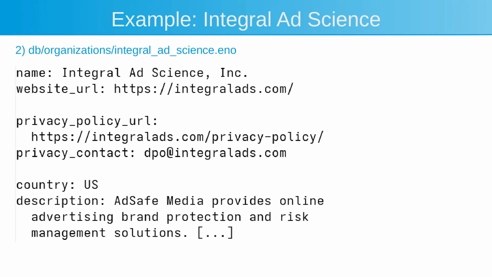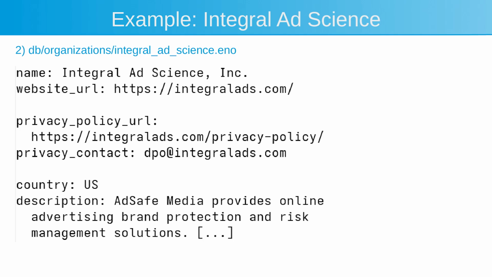The second is, here the organization is referenced as Integral Ad Science. And for that, it also has this additional meta information that we saw before. So the website, we saw the privacy policy, the privacy contact, which is typically an email address. Sometimes I don't have an email address. Then it's typically a form. And then information about the company description and the country in which it's located.